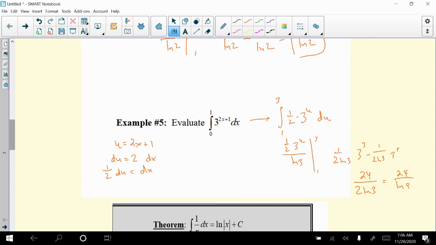The takeaway is that e to the x is its own antiderivative, and any other exponential function is its own antiderivative too. Just remember to divide out the natural log.